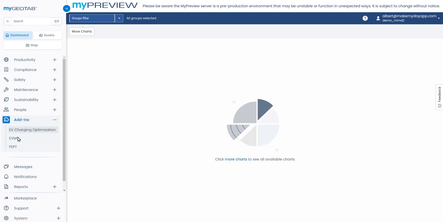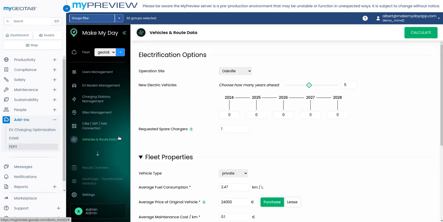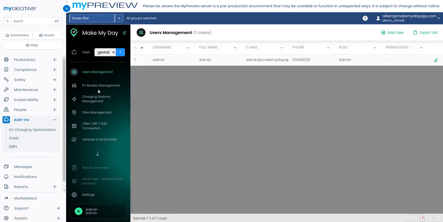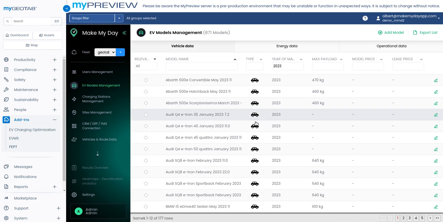So within the IDNs we can see the FEPT, Fleet Electrification Planning Tool by Make My Day, and here we can have many different data regarding our fleet that we can enter into the system in order for us to digest it, analyze it, and give insights like return on investment and total cost of ownership regarding this electrification of the fleet. The first thing that is relevant, we can see the different users, we can see the different electric vehicles that we consider in our system.